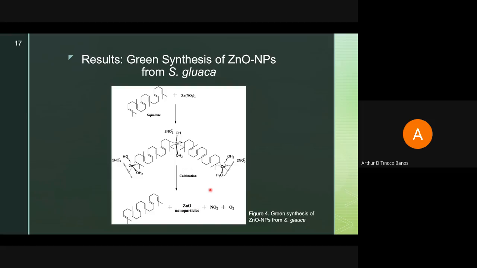So in the absence of that compound, if you were to perform the same process in theory, would zinc oxide nanoparticles not form?